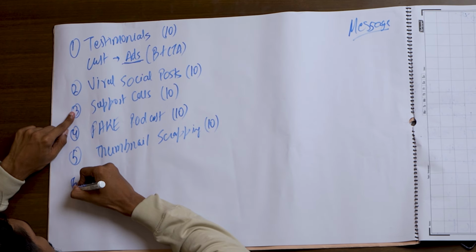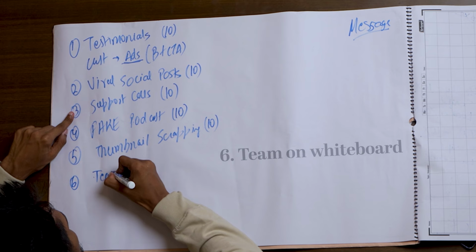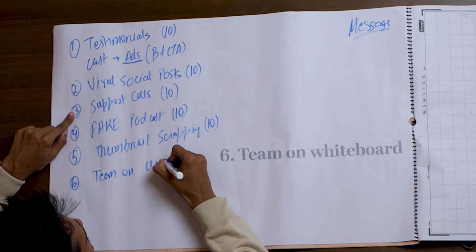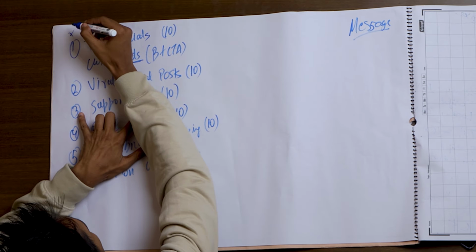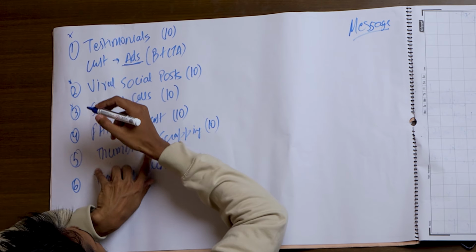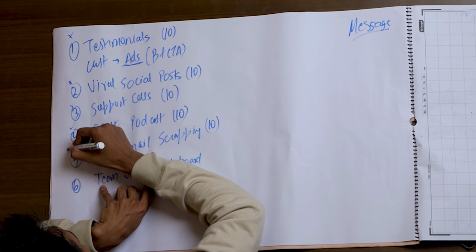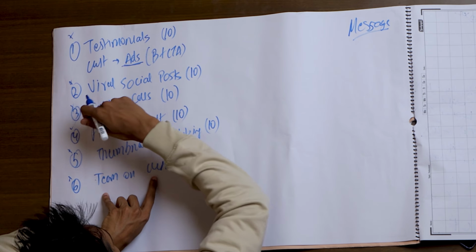Point number 6, team on whiteboard. And here's where the magic comes, right? Now this is all the work that you're doing one time, right? So over here, you're not included. Over here, you're not needed. Over here, you're not needed. Over here, you are needed. Over here, you're not needed. Over here, you're not needed. Only this is where you're needed.